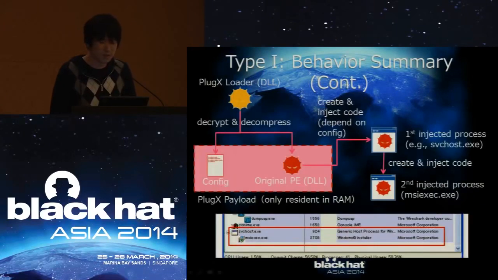And then the PlugX loader decrypts the original PE file and its config. We call them the PlugX payload. They are only resident in memory. Next, the original PE is executed. It creates a process and injects code into the new process. The injection is usually performed twice. First, the injected process is decided according to the value in config. Mostly, it's svchost. The second injected process is msiexec, which is fixed.